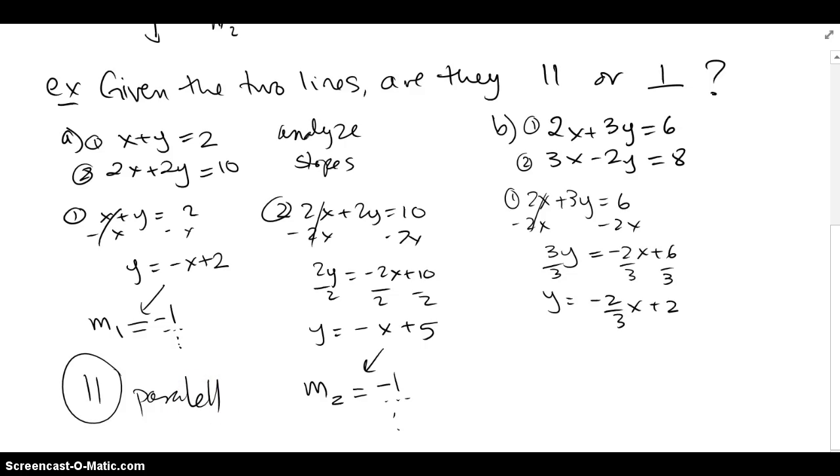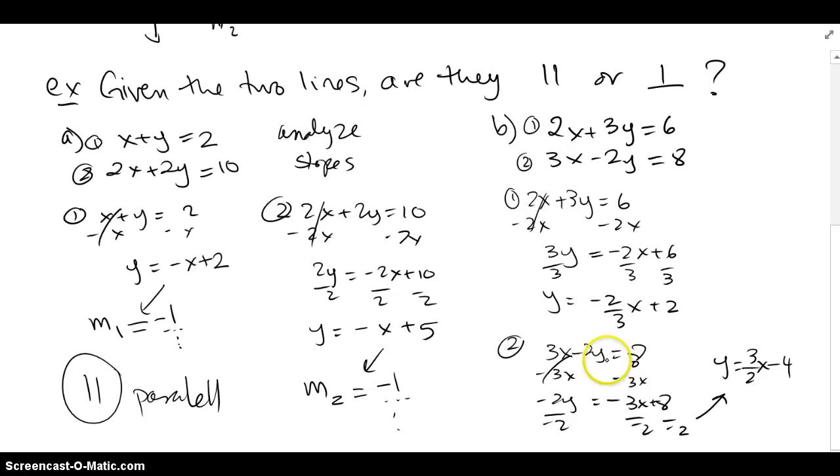We'll do the same thing for part B. I've gone ahead and done the first equation. I've put it in slope-intercept form, and the y is now isolated. I'll do the same thing for the second one. So the second line here is also put in slope-intercept form. The y is isolated. Now we go analyze slopes. This is the slope of the first one. It's -2/3. And right here is the slope of the second line, which is +3/2.